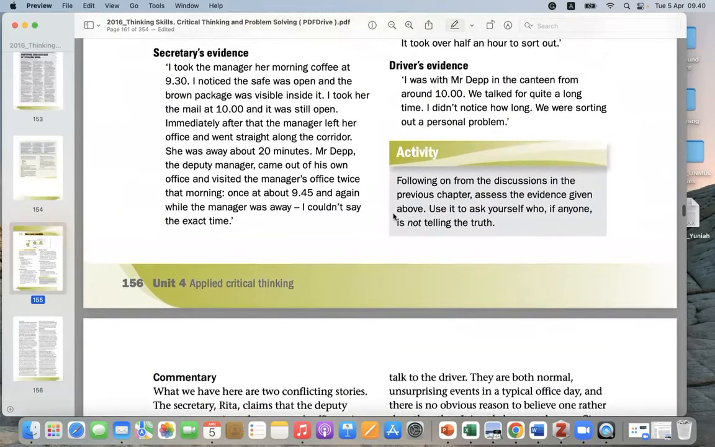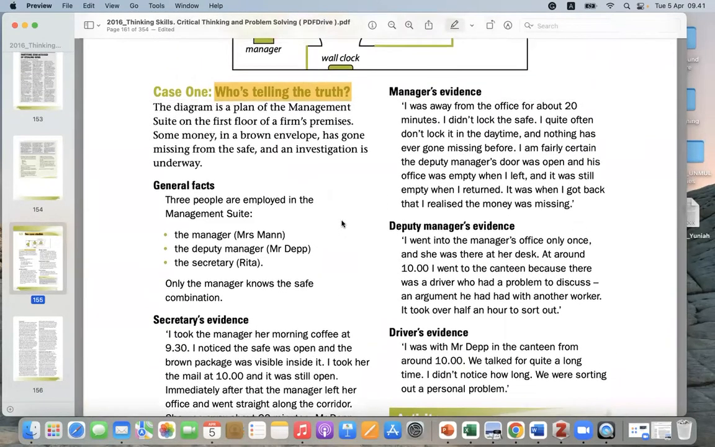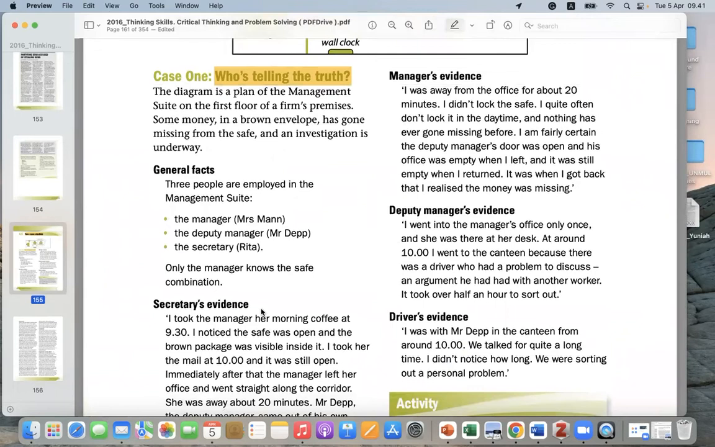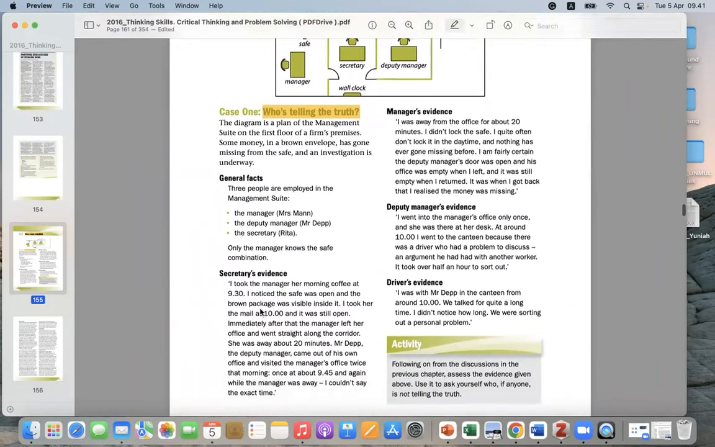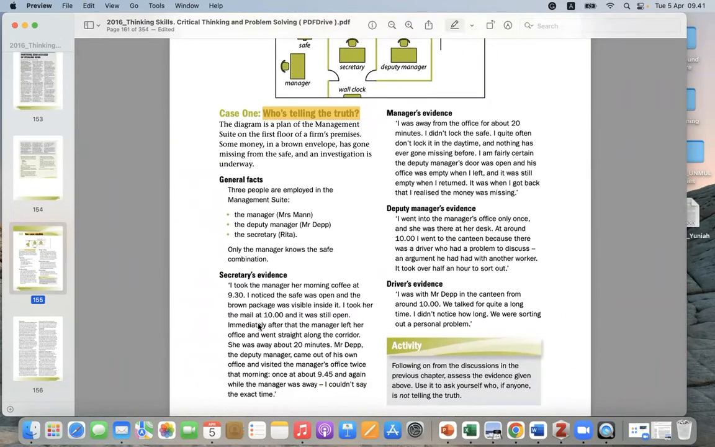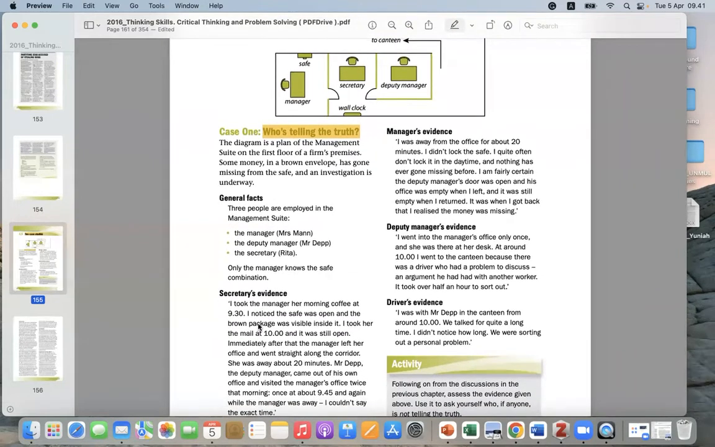So the activity is following the discussion in the previous chapter, assessing the evidence given above. From these three persons, you have to conclude who is telling the truth. This is the assignment. Jadi prakteknya seperti itu ya. Jadi nanti dibaca ini. Minggu depan saya tagih untuk telling who is telling the truth. You have to address who's telling the truth.